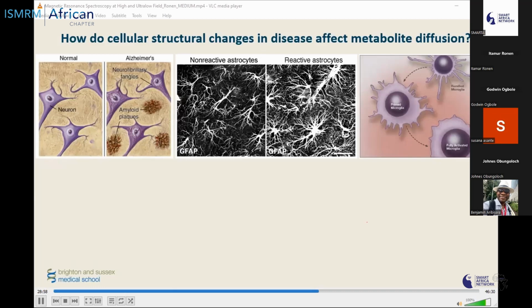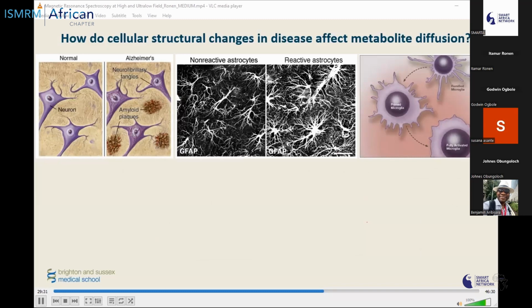Or if there is an activation of the immune system in the brain, then cells that are associated with the immune system, be them astrocytes or microglia, change their shape. For example, here you can see non-reactive astrocytes, and when they become reactive, they become bigger, and their processes or fibers become thicker. And the same thing with microglia. It goes from the non-activated shape that is like a star-like type cell to an amoeba type cell when it is activated.